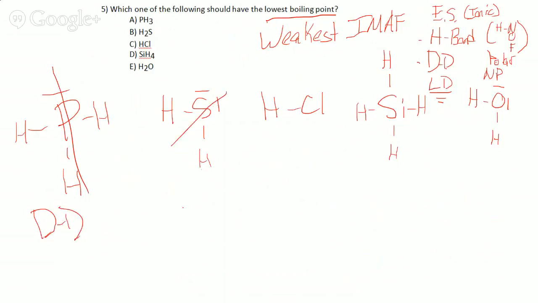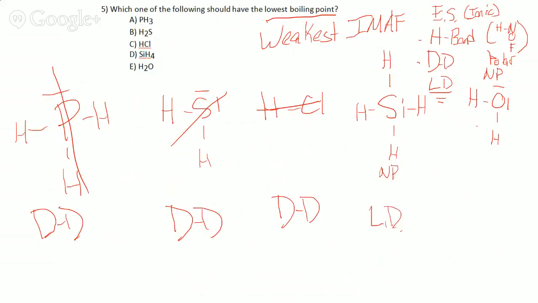H2S is a polar molecule, not hydrogen bonding. So again, that's dipole-dipole. HCl, again, is a polar molecule. It's not hydrogen bonding, so it's dipole-dipole interaction. SiH4 has many lines of symmetry, so it's non-polar, which means it only has London dispersion.